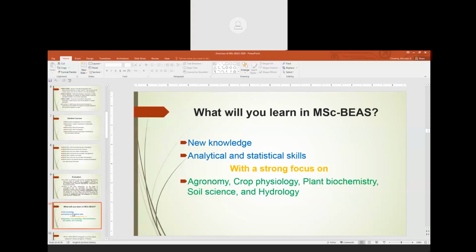You have plenty of opportunity to learn all these skills, particularly the statistical skills. We are focusing strongly on four major core areas, but you also need a lot of support from other supporting subjects. You will get a lot of support whenever you need it.